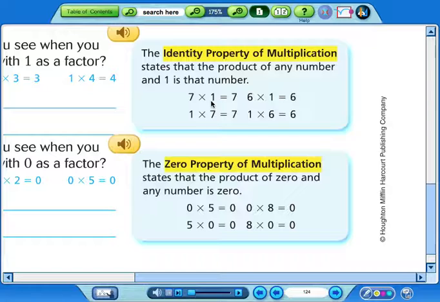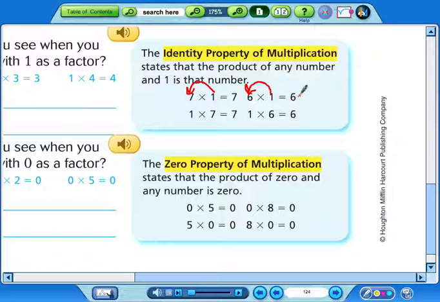If you multiply by 1, it's always the other factor. Here's the other factor, 7. So guess what the answer is? 7. Okay? Look at this one. 6 times 1 equals 6. Well, if you multiply by 1, the answer is always the other factor. The other factor is 6, so the answer is 6.